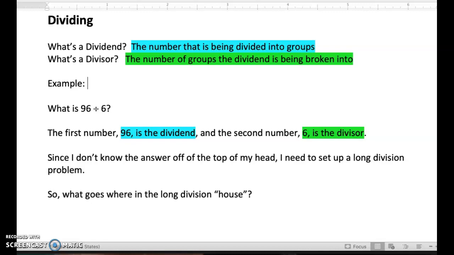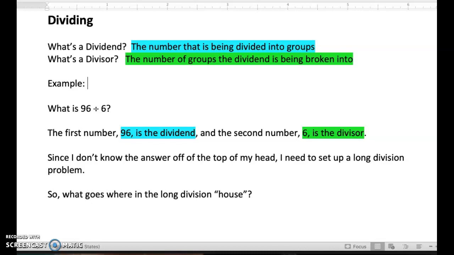So today we're working on long division, and there are a couple of vocabulary terms that we have to go over. The first thing is, what's a dividend? A dividend is the number that is being divided into groups. Consider it your starting point. I have 15 apples and I want to give them each to 3 people. So I want to take 15 total and divide it into 3 groups. So 15 is your dividend. It's what you're starting with.